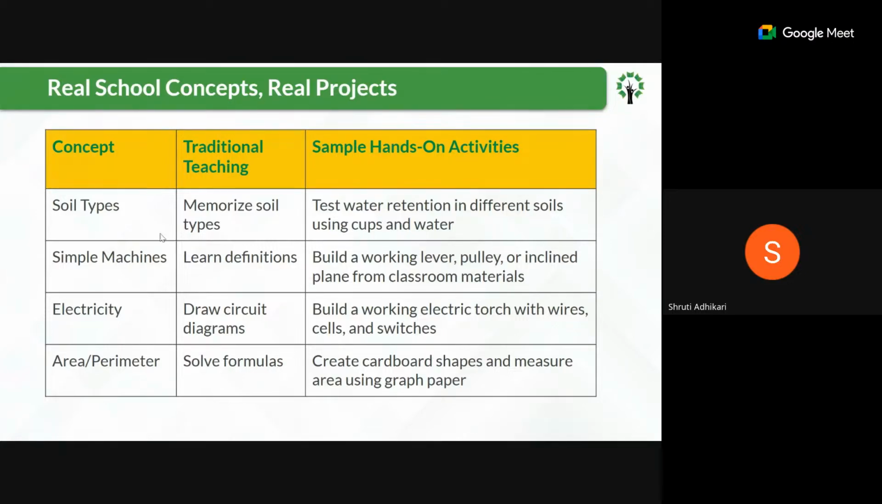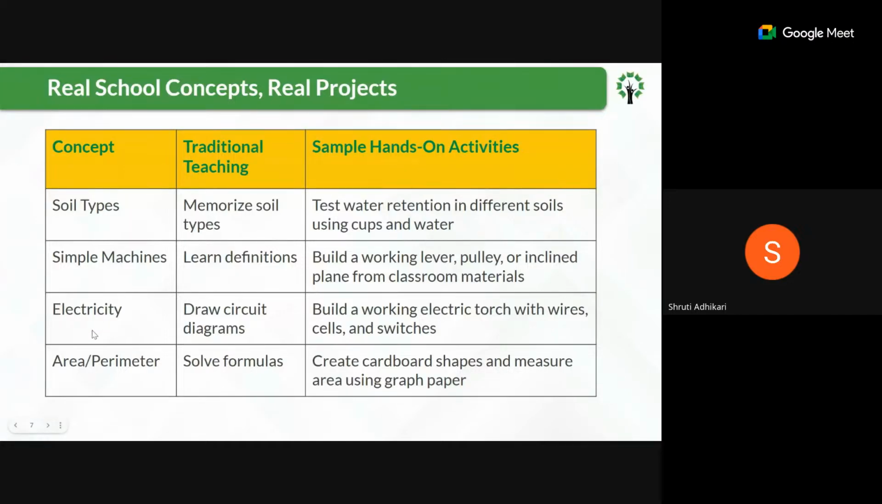The second concept is simple machines. Traditional teaching is just learning the definition, like what is a machine, and what are the functions of machines. So they're just learning the definitions, right? A sample hands-on activity, for example: they can build a working lever. They can build a pulley or inclined plane from classroom materials. This is how they will understand that these are the simple machines we have seen around us. So they will learn about designing simple machines through classroom materials.